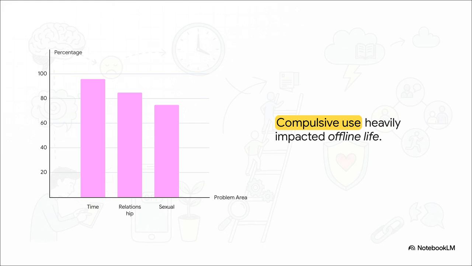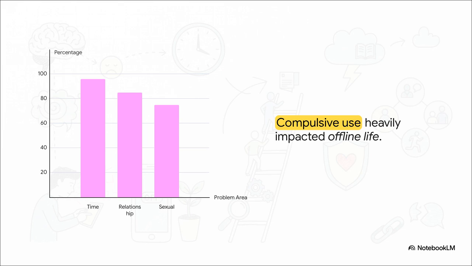And when you look at the negative impacts this addiction had on their lives, it is pretty staggering. I mean, 96% of participants reported time-related problems because of their compulsive use. Just imagine that. Almost every single person in the study felt like the internet was literally stealing their time.